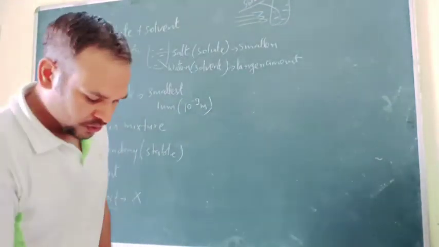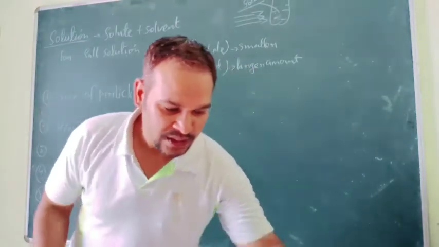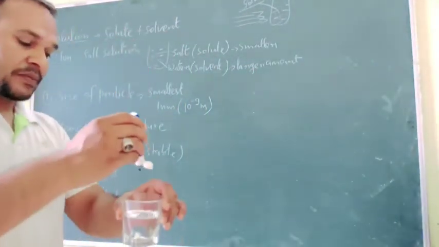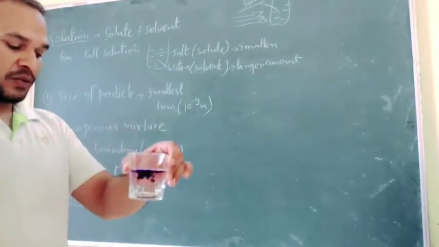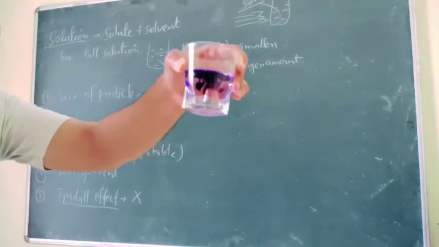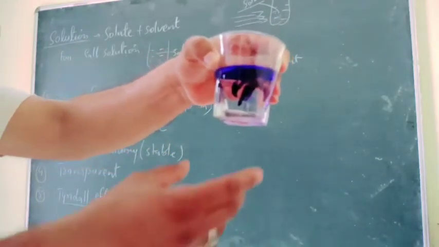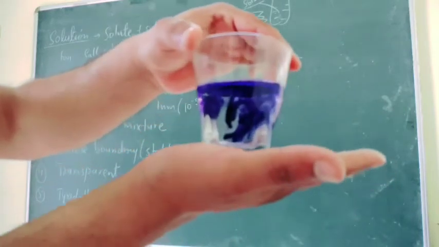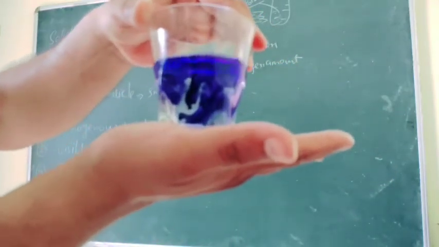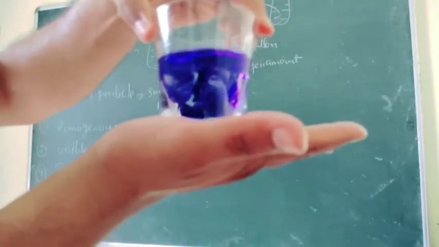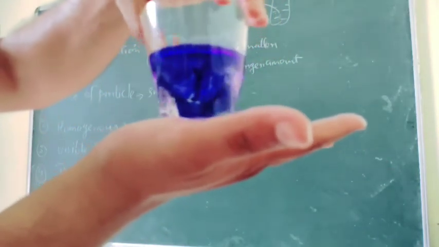Another concept also you can see. I am just going to make the ink solution. Only 2 drops of ink I have dropped down into the water. You can see, even though I am not shaking the solution, but still the ink is spreading throughout the solution by its own. Why? What is this process?